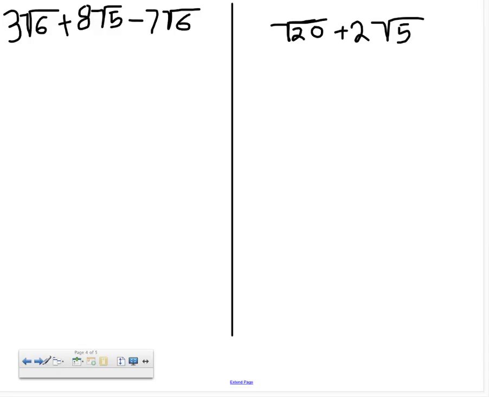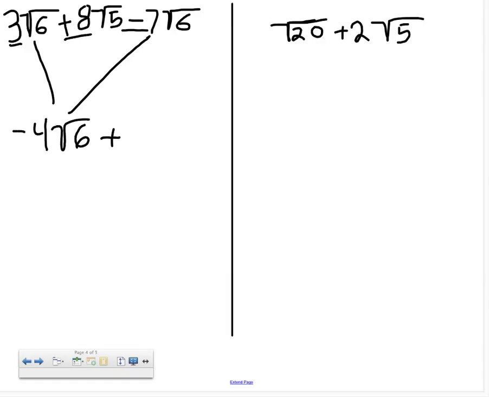So we're just going to look through the problem like we did with variables and see where the roots are that are the same that I can put together. Any roots that aren't the same, I'm going to leave out. So here, 3 root 6 minus 7 root 6. So 3 minus 7 is negative 4 root 6.